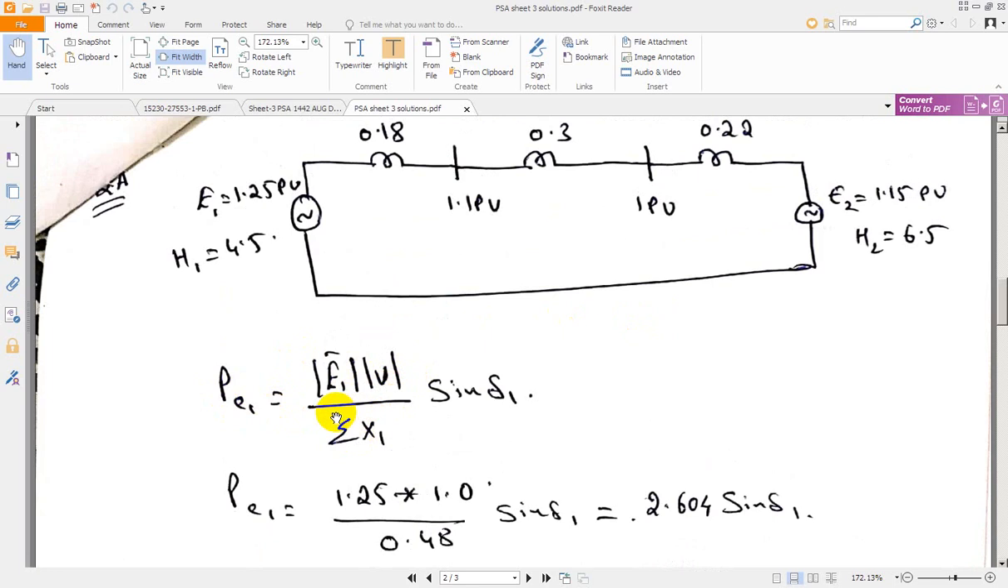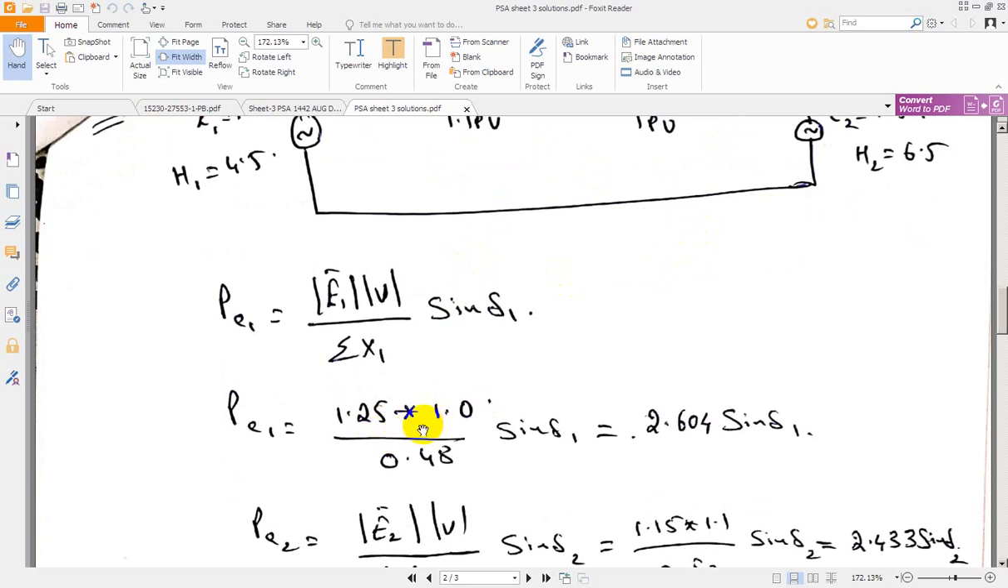PE1 is E V by total reactance. PE1 for this machine 1, Machine 1, will be E1 equal to 1.25 into 1 divided by X1. The power transfers to the other terminal. Power is transferred from this machine to this terminal, so this voltage will be 1. If this is the input E1 1.25, the terminal voltage V will be your terminal voltage. Power is transferred from this point through this reactance to these terminals.